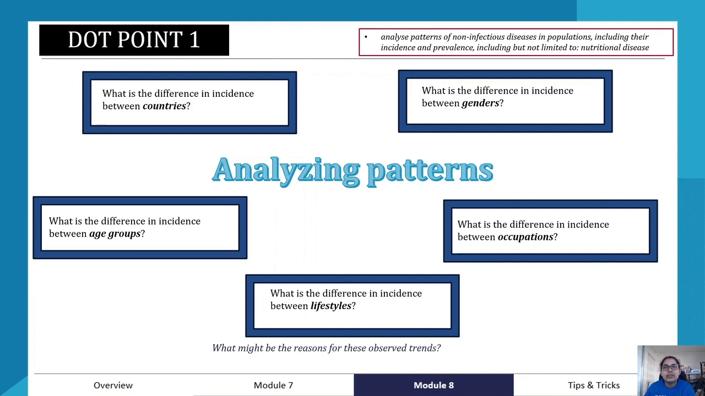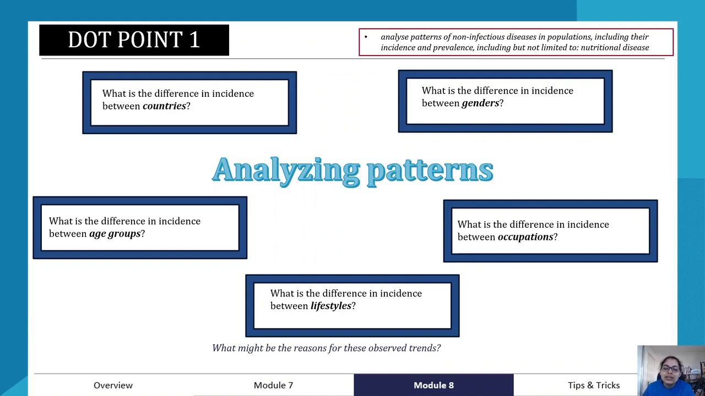tradespeople who work out in the open all day long, for example construction workers, would have higher exposure to sun, which can lead to higher susceptibility to things like skin cancer, in comparison to someone who works in a corporate job inside an office all day. So again, there's a difference in incidence between occupations. What is the difference in incidence between lifestyles, and between age groups? Are some age groups more susceptible than others?